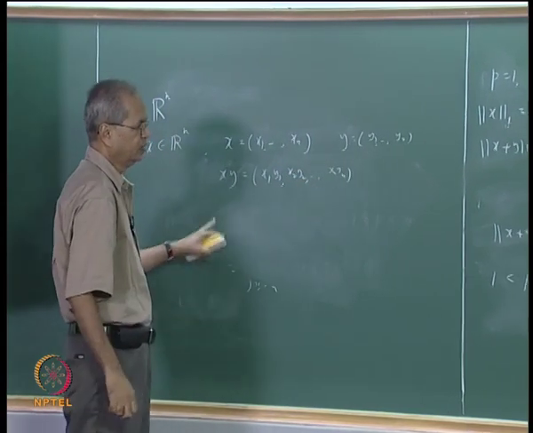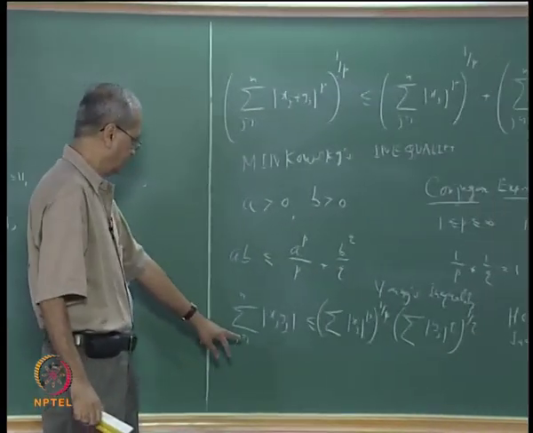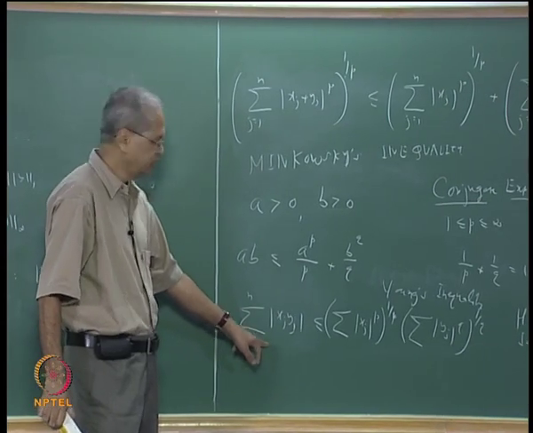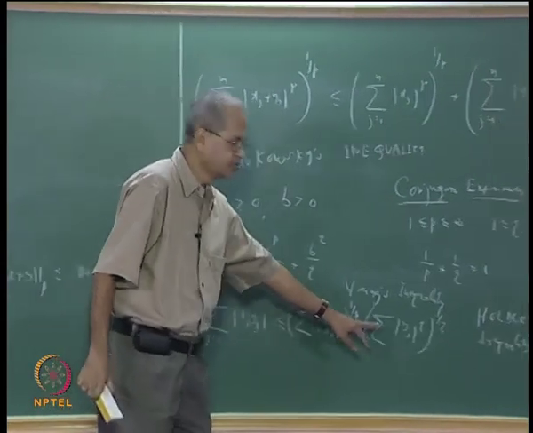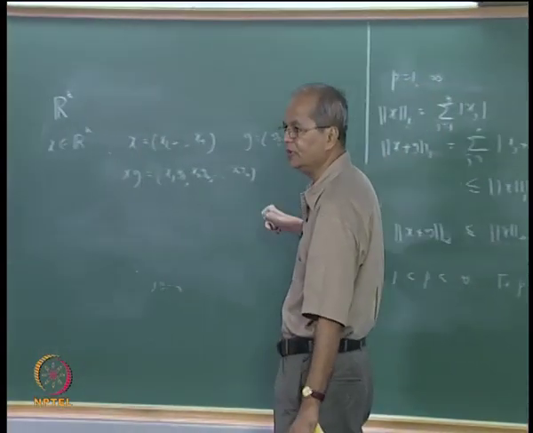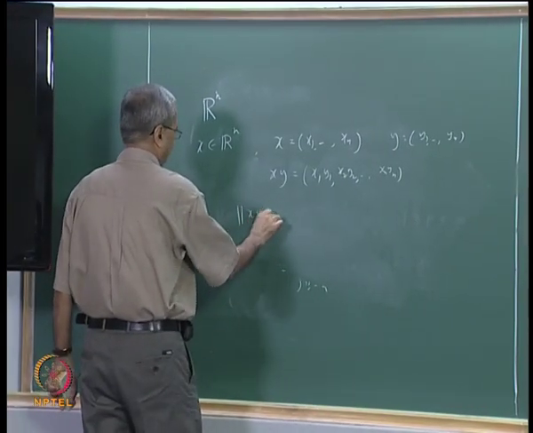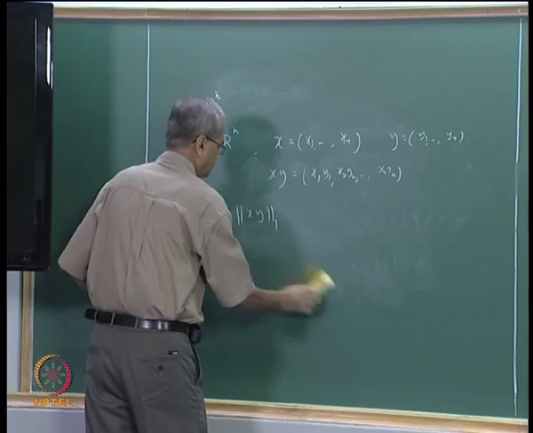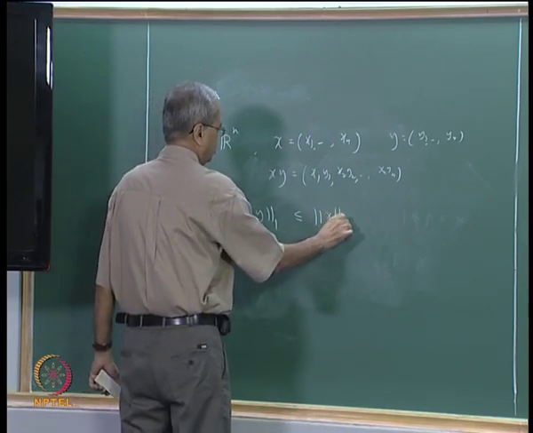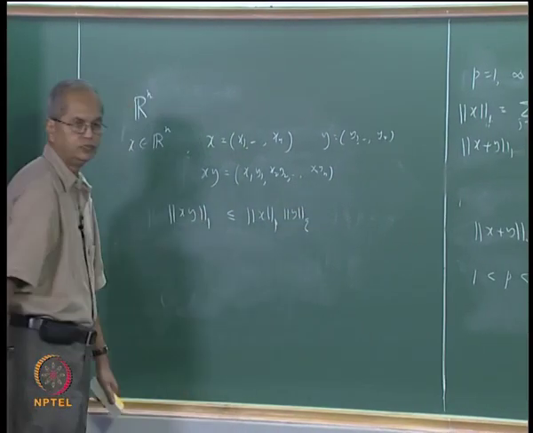Then what we have on the left-hand side is nothing but the 1-norm of xy. This is the p-norm of x and that is the q-norm of y. So another way of writing Holder's inequality, which is easy to remember, is this: norm of xy with suffix 1 is less than or equal to norm x with suffix p times norm y with suffix q.